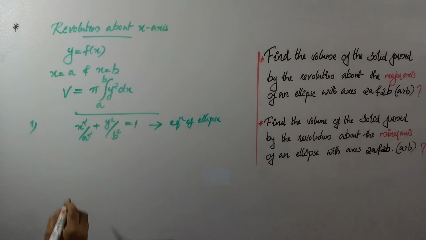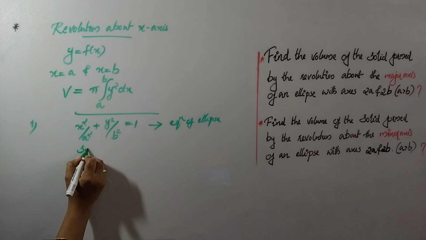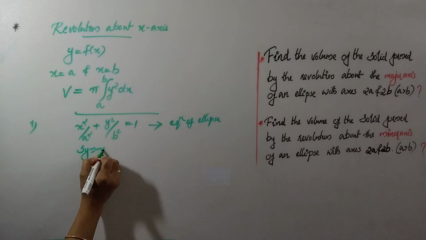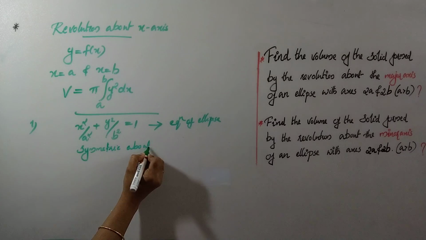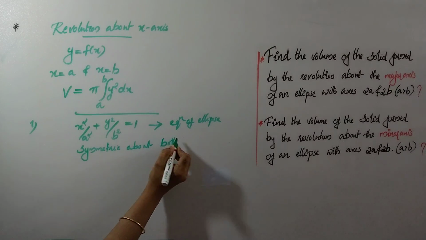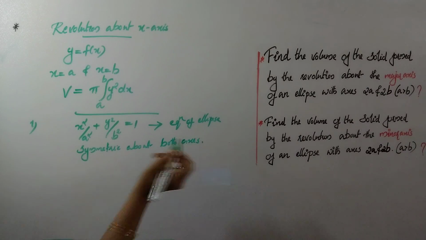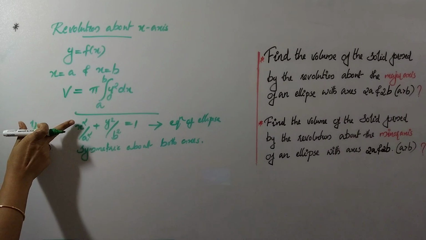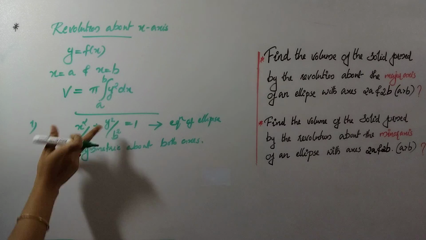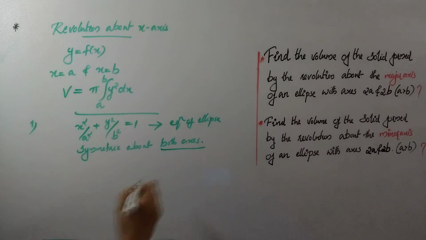Now this is the equation of ellipse. And we know that ellipse is symmetric about both axes, since the equation contains even and only even powers of x and y. So this is symmetric about both axes. Now, since a greater than b, the major axis is x-axis.